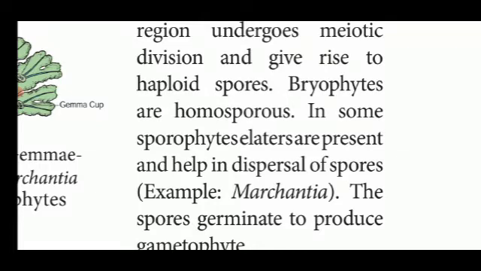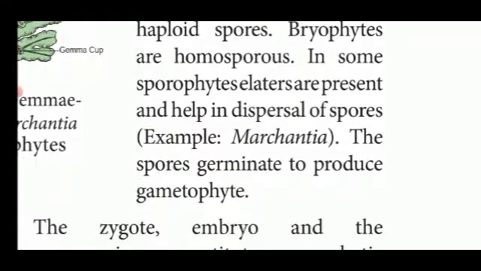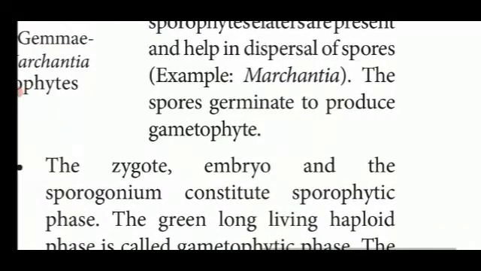Homosporous means only one type of spore is formed. In some sporophytes, the elaters are present and help in the dispersal of the spores. Elaters are hair-like structures which help in the dispersal of spores from the capsule. Example, Marchantia. The spores germinate to produce gametophytes.